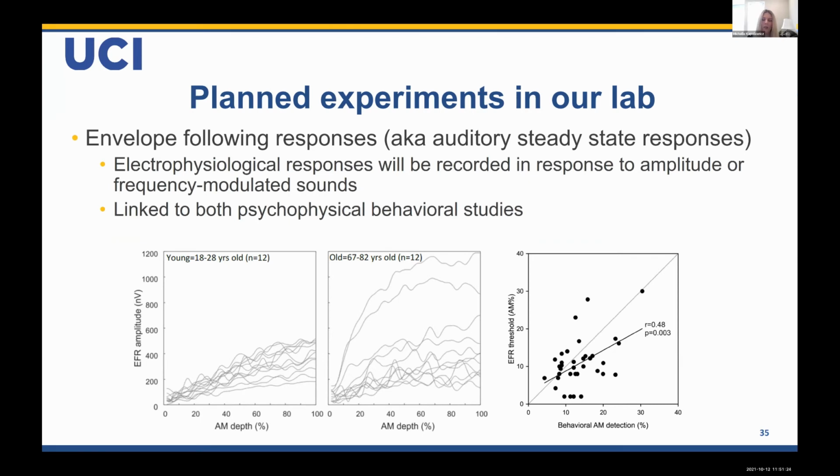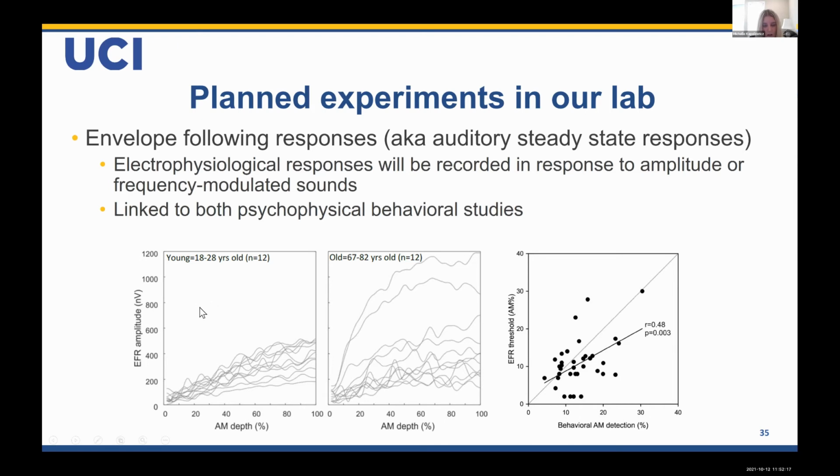And then we want to pair those behavioral tests with electrophysiology, so we can see what the brain is doing and see if the behavioral and the brain responses look like they're doing the same thing. A lot of the previous research that we have has been done in animal models, so there's a strong need to do more of this work in human models to really say whether or not these receptor subtypes are the driving force behind this and whether or not we can treat it with nicotine. These electrophysiological responses that we'll be looking at are called envelope following responses. We will play the same kind of sounds we play in the behavior test and look at what the brain is doing with that response.